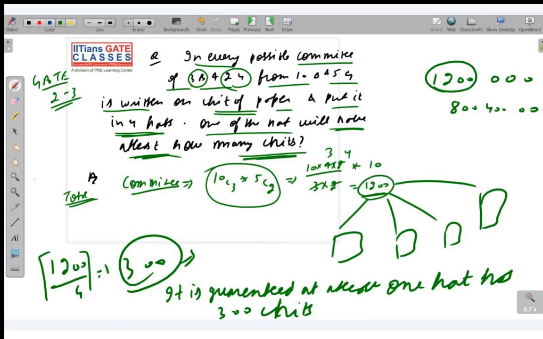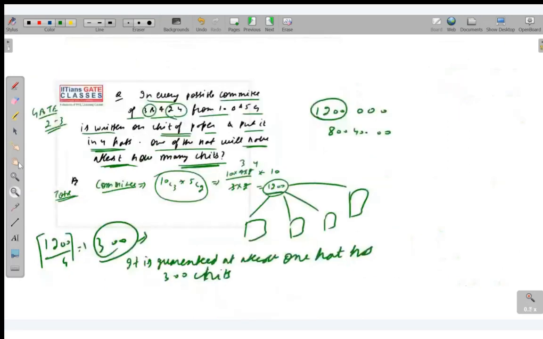Because if I want to make the statement wrong, that no one is having 301, then how would it be possible? Obviously every head will have at most 300 chits. So with 4 heads you can only cover 1200 chits, but we have 1201. So at least one will have at least 301 chits. Are you getting it? That's why I am applying the ceiling function.